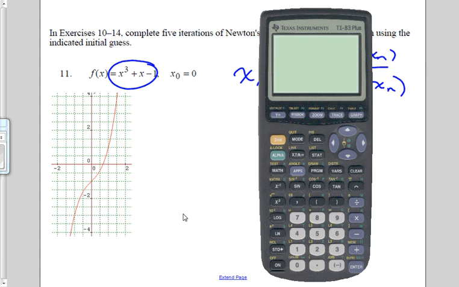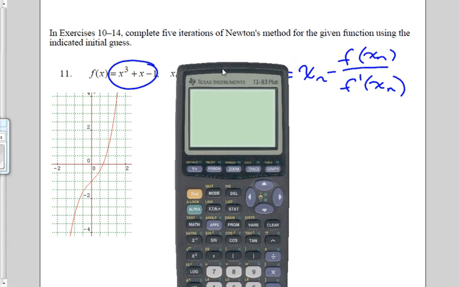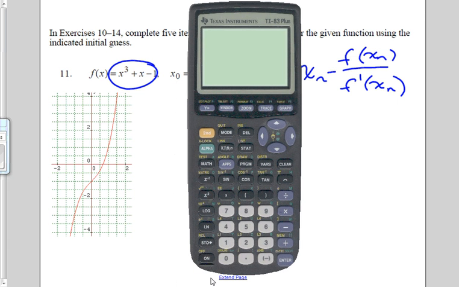Here's our calculator. So x cubed plus x minus 1, and in y2, we're going to put the derivative. For those of you without an 84 right now, I apologize. I'm sure there's a clever way to do it on your calculator, and hopefully we can figure that out. But for now, this is for 83s and 84s.